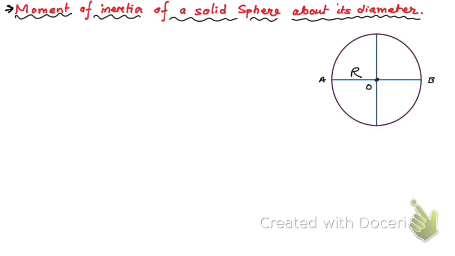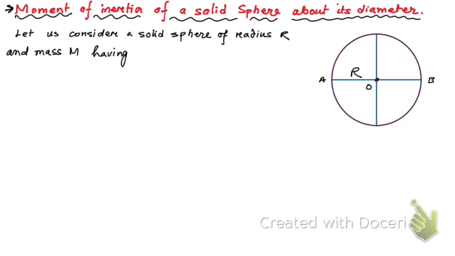First let me write. So let us consider a solid sphere of radius R and mass capital M, having its center at O, and its density be rho. Let us consider its density rho.